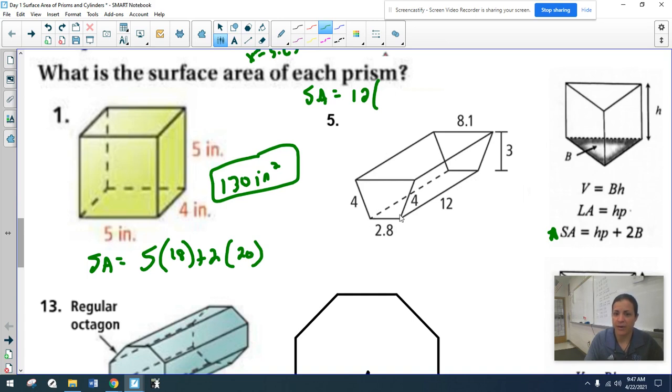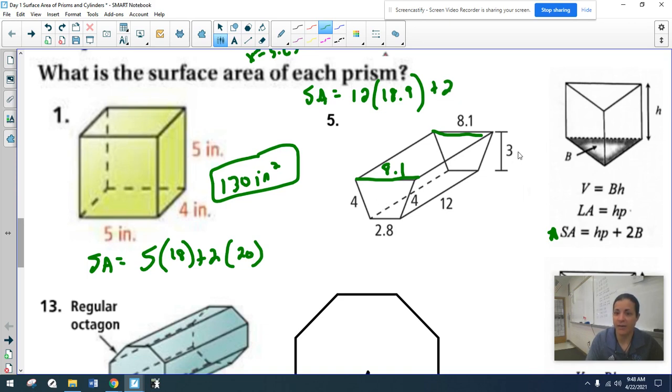So my perimeter, I've got 2.8. This 8.1 is the opposite in a rectangle of this 8.1. So in a rectangle, opposites are equal. So if I'm looking for my perimeter, I've got 4, 4, 8.1, and 2.8. So I've got 18.9, I believe. Okay, so that's my perimeter, and then I'm doing plus 2 times the area of the base.